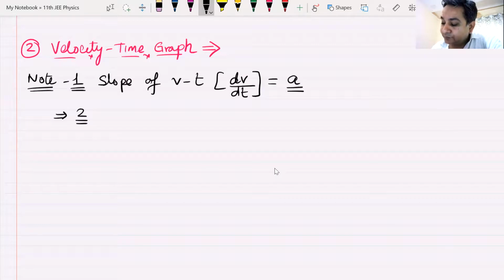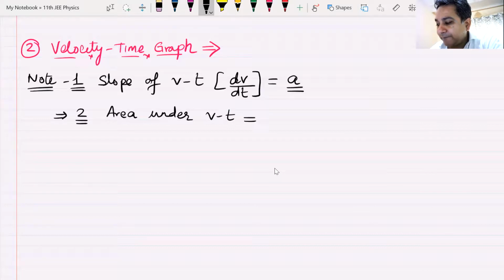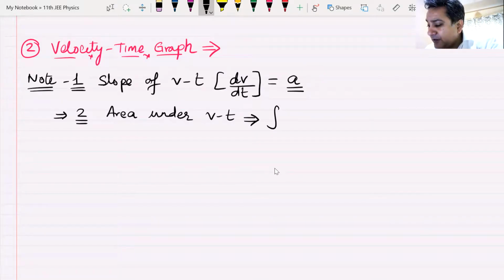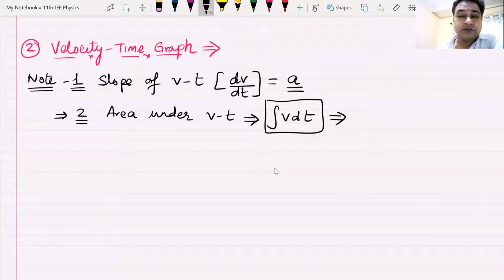Point number 2, area. Area under the velocity time graph. See, slope means derivative. You find the derivative, you are finding the slope. dv by dt gives you a. But if you find out the area, and if you remember, area is the integral of v dt. Yes, Karthik. Well done, beta. Area is the integral of v dt.